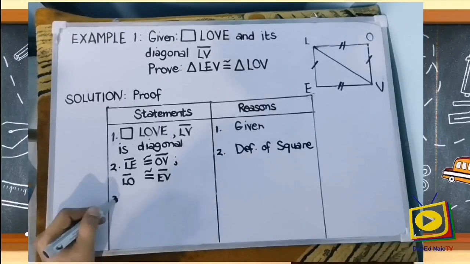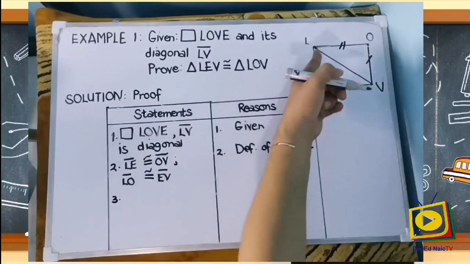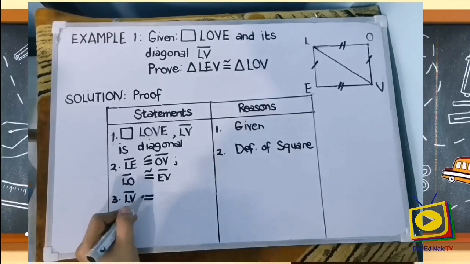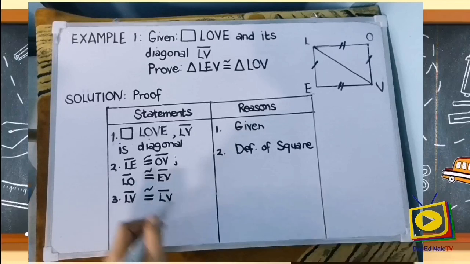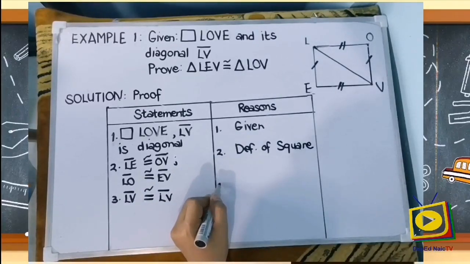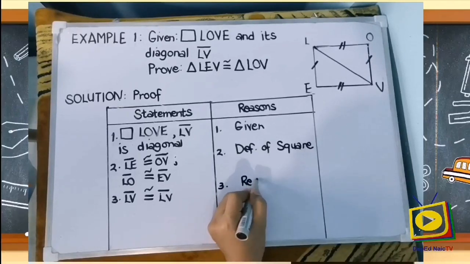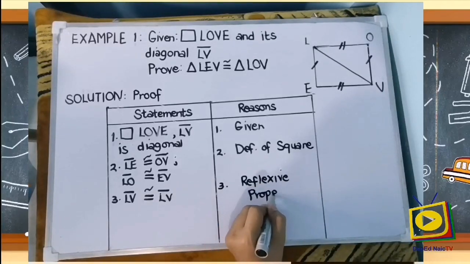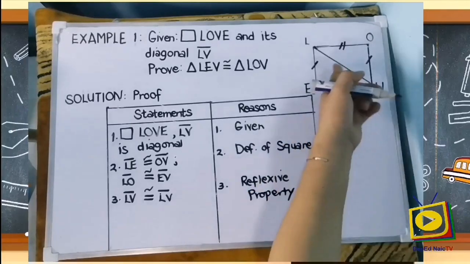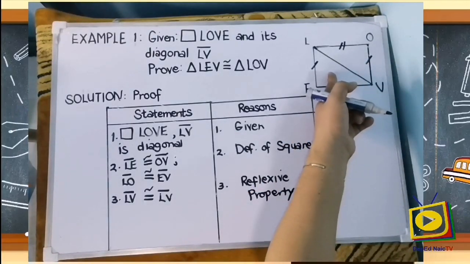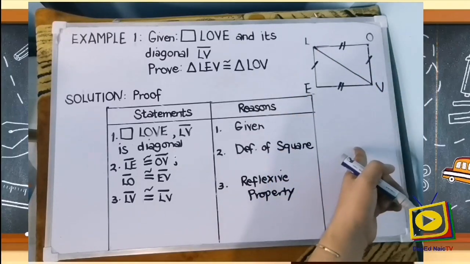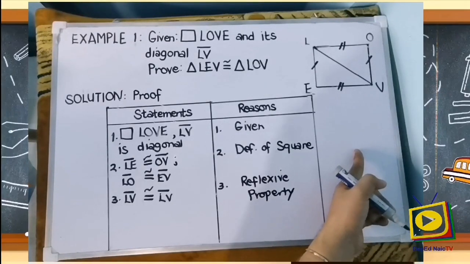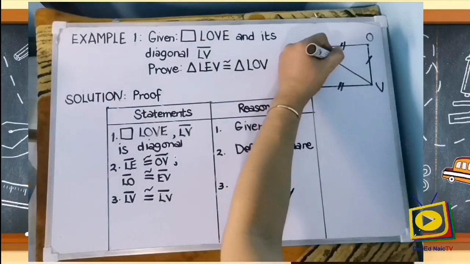And then for number 3, we have here the diagonal LV. So segment LV is congruent with segment LV. The reason is reflexive property, because these two triangles share the same side, which is LV. When we draw it separately, they have a common side, which is LV, and so it is congruent.